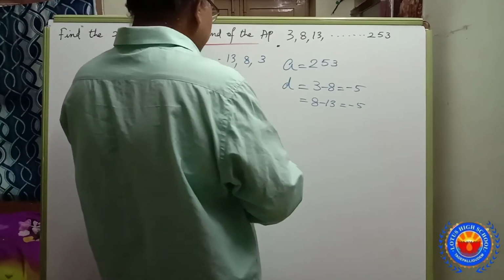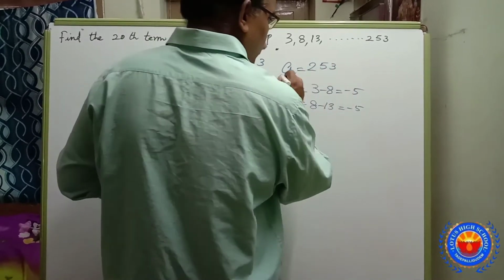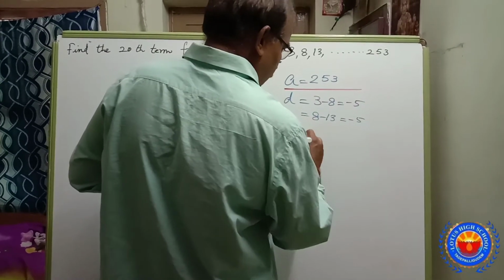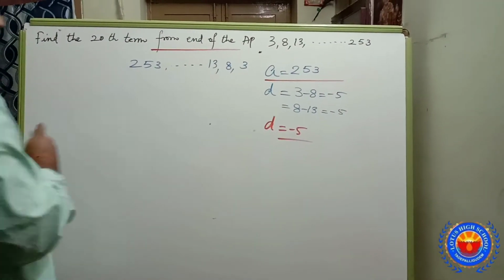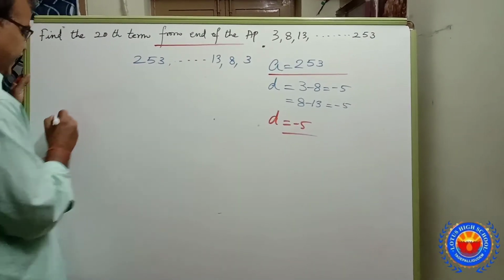Finally, A is equal to 253 and D is equal to minus 5. By using this, we can find the 20th term from the end.